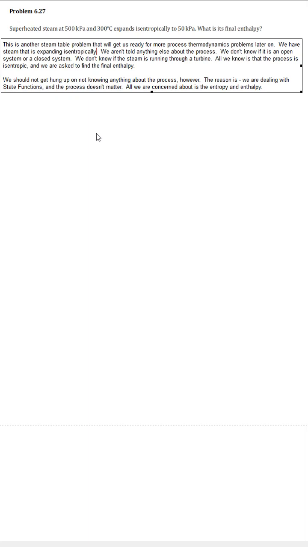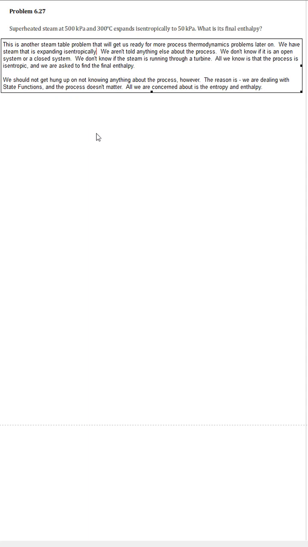Now we're told that the steam is expanding isentropically. We aren't told anything else about this process. We don't know if this is an open system, say in a turbine or an expander, or if it's a closed system in a piston cylinder device. We just don't know. All we know is that the process is isentropic and that we are asked to find the enthalpy. At first this might seem a little disconcerting.